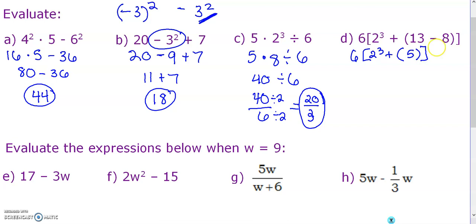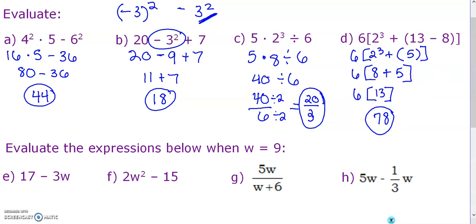Okay, we're still working within the groupings. So in that grouping symbol, I see an exponent, I see addition. We're going to go ahead and do the exponent first. 2 to the third power is 8, plus 5. That's in my grouping. What's 8 plus 5? That's 13. And then I'm going to lastly multiply, and we should come up with 78 for an answer there.